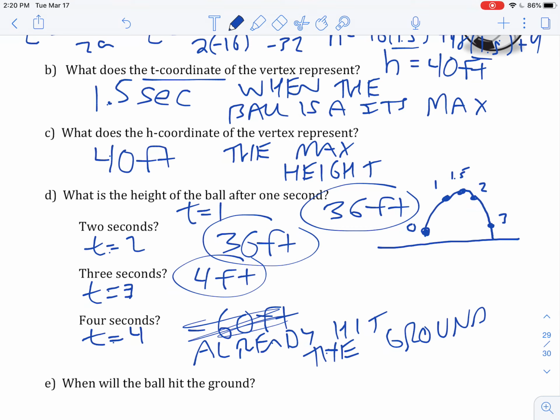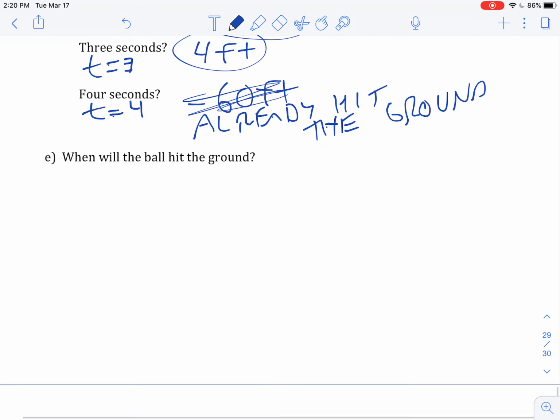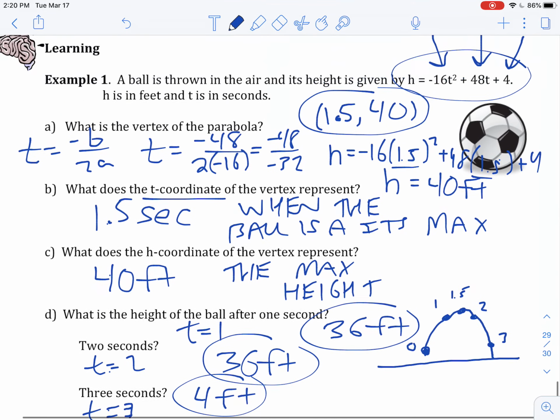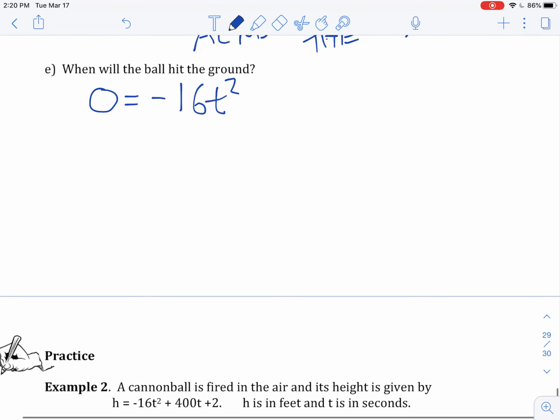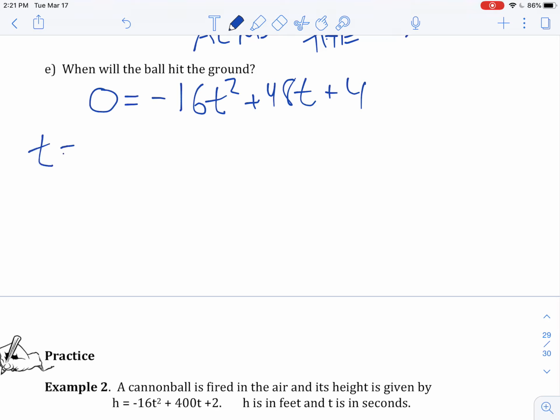Okay. So the next question is, when will the ball hit the ground? We want to know exactly when it hits the ground. So we can't say somewhere between 3 and 4. We need to figure out exactly when that is. And that involves quadratic formula. So I put 0 into my equation, and it's negative 16t squared plus 48t plus 4. Whenever I'm asking when does the ball hit the ground, I know I put 0 in for h, and I know I'm solving for t, and I know I'm going to use quadratic formula.